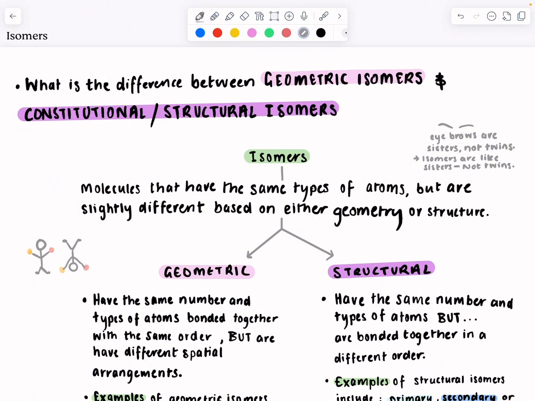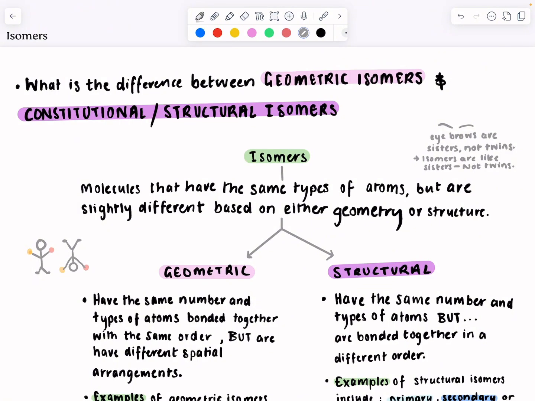The thing that makes them slightly different is the fact that they have a difference in geometry or structure. Structure is to do with how atoms are bonded to one another, whereas geometry is to do with how something is spatially arranged, or how different the 3D orientation is between two molecules.